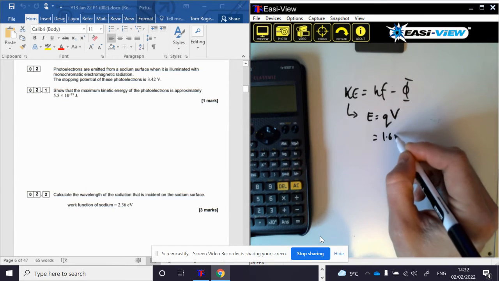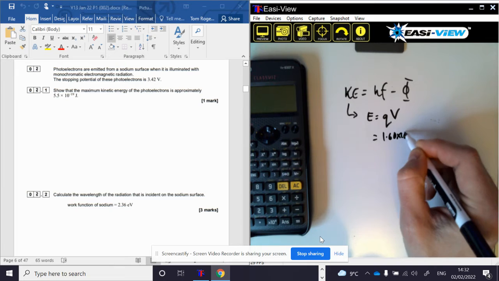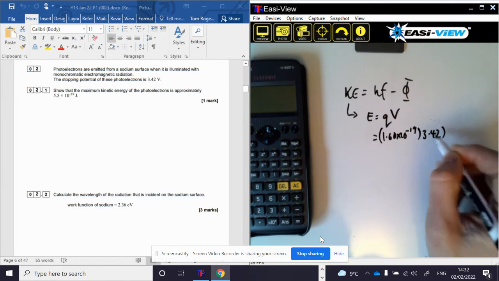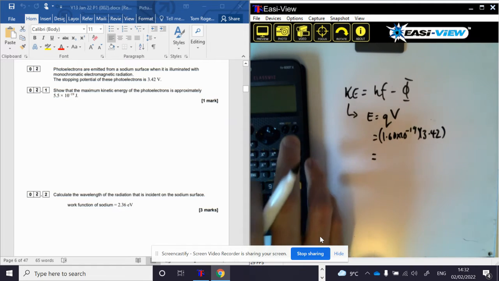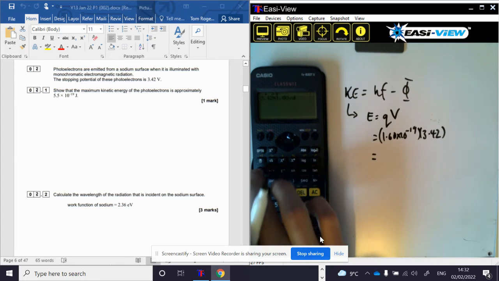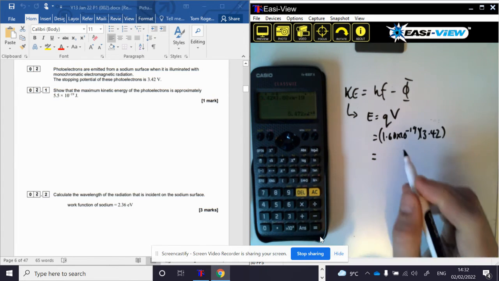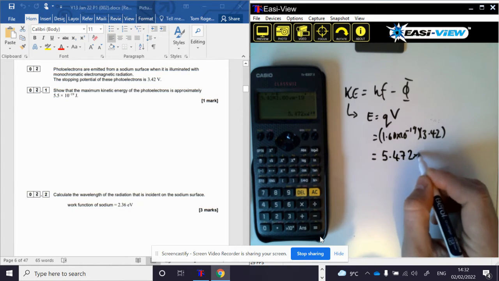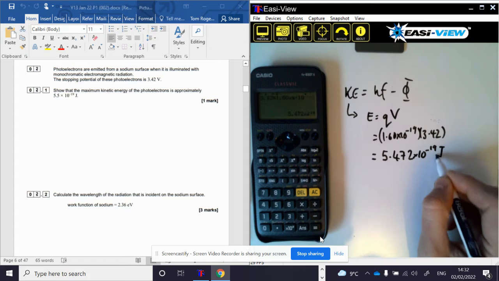So we end up with 1.60 times 10 to the negative 19 multiplied by the stopping potential, which is 3.42. So I just multiply the stopping potential by the charge on the electron, 1.6 times 10 to the negative 19, and I'll get something that should be pretty close to the answer I'm asked to find, 4.72 times 10 to the negative 19 joules.